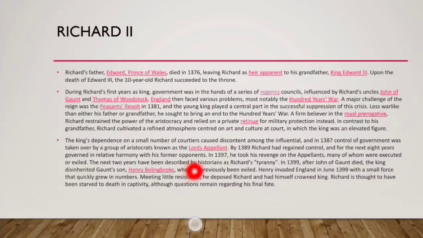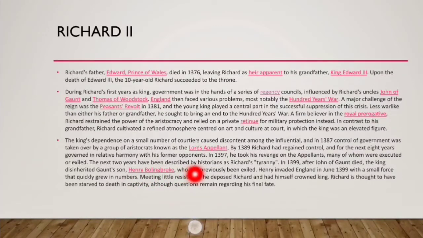Now the next 2 years is described in history as Richard's tyranny. This is also important for all the competitive exams. They might ask this question. Richard's tyranny. The next 2 years came to be known as Richard's tyranny, and in 1399, after John of Gaunt died, the king disinherited Gaunt's son, Henry Bolingbroke.